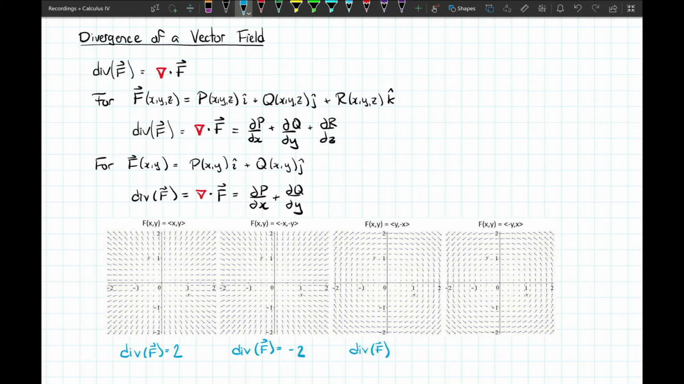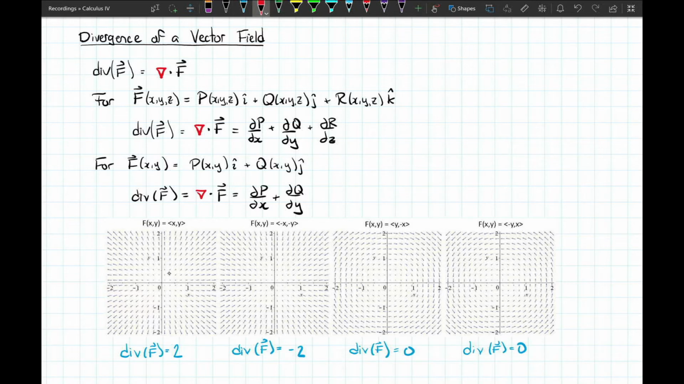In our third example, partial derivative y with respect to x plus partial derivative -x with respect to y is simply 0 plus 0, and we have 0 divergence. And since our fourth vector field is simply the negation of our third, we again end up with the divergence equal to 0. Now, taking a look at the visualizations here and seeing these vectors actually drawn on the field, hopefully that can make some sense in terms of what we mean by the word divergence.